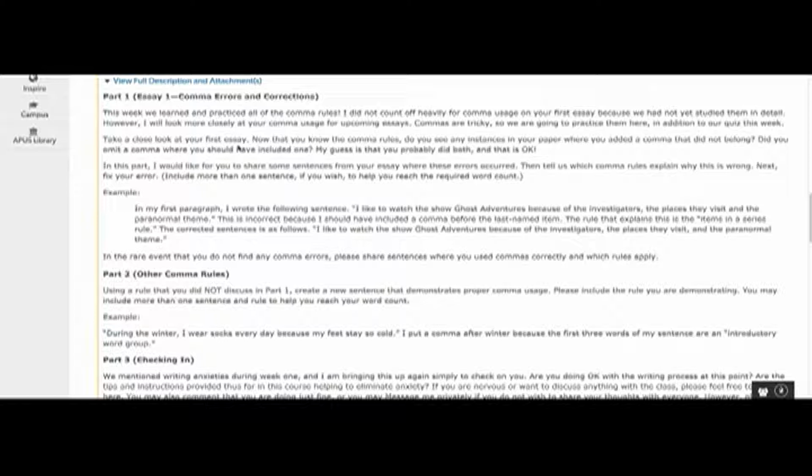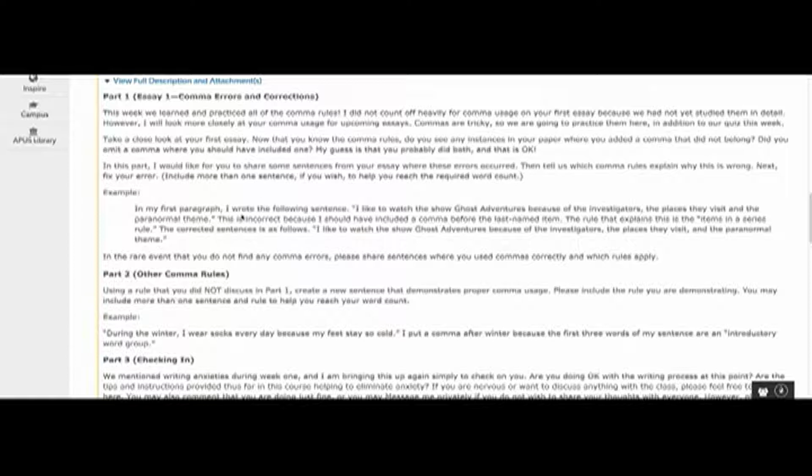Take a close look at your first essay. Now that you know the comma rules, do you see any instances in your paper where you added a comma that did not belong? Did you omit a comma where you should have included one? My guess is that you probably did both, and that is okay. In this part, I would like for you to share some sentences from your essay where these errors occurred. Then tell us which comma rules explain why this is wrong. Next, fix your error. Include more than one sentence if you wish to help you reach the required word count.